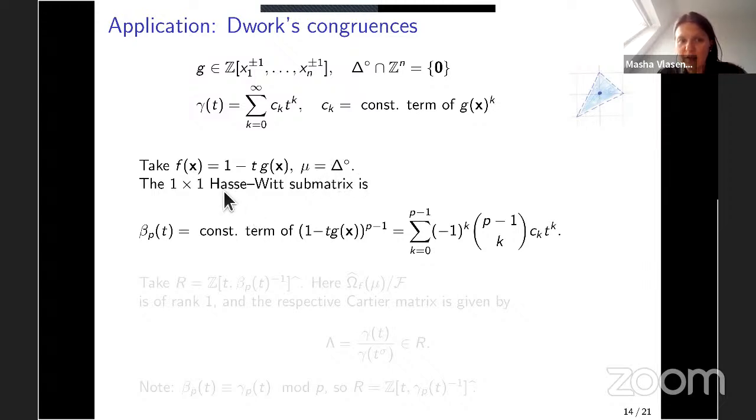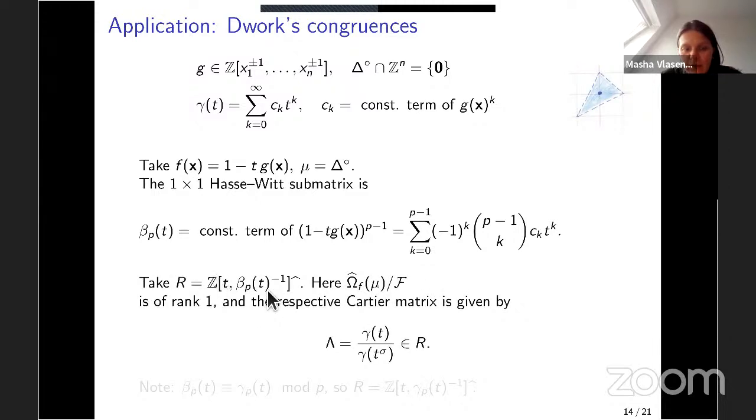Therefore, the Hasse-Witt submatrix is 1 by 1, and this is the constant term of 1 minus tG to the power p minus 1. Its expression is written here through constant terms of powers and some binomial coefficients. And if we take a ring which is p-adically complete and in which this polynomial of degree at most p minus 1 is invertible, well, the minimal such ring is written here: we invert this polynomial and take the p-adic completion. Then over this ring, the quotient by formal derivatives will be of rank 1.